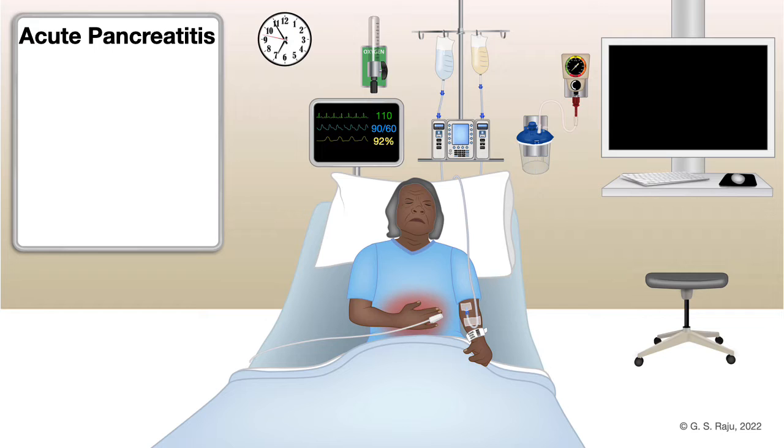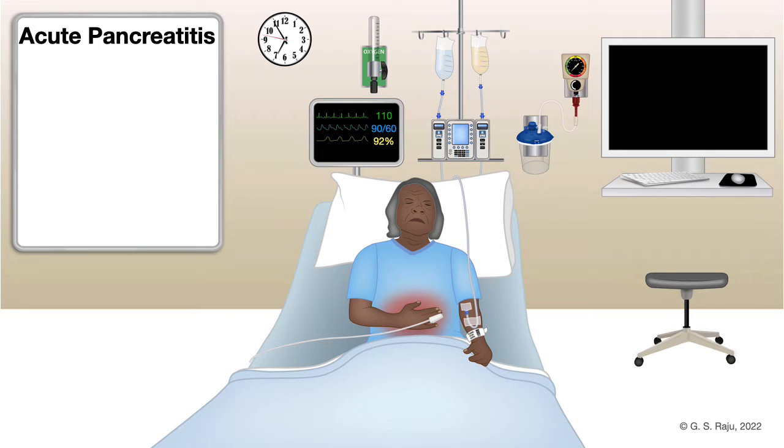You also notice when you review the labs, her amylase and lipase are both elevated. The serum amylase and lipase were more than 3 times the upper limit of normal. So, when you have a patient with classic pain of pancreatitis, upper abdominal pain, unremitting pain, radiation to the back, and elevated amylase and lipase at least more than 3 times the upper limit of normal, you can make a diagnosis of acute pancreatitis.